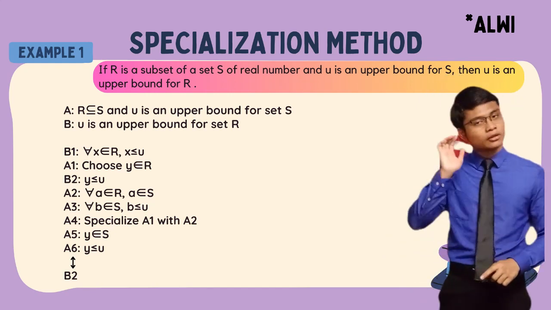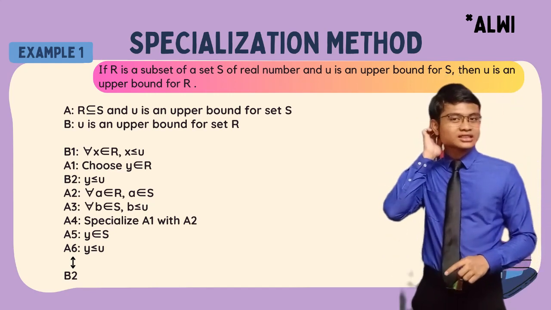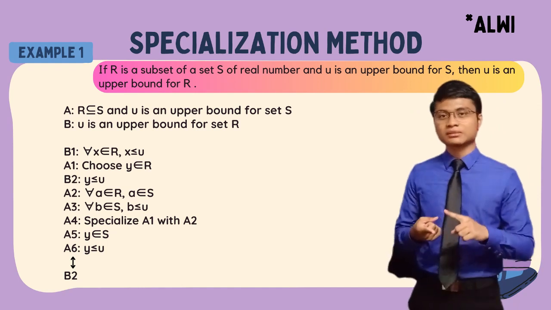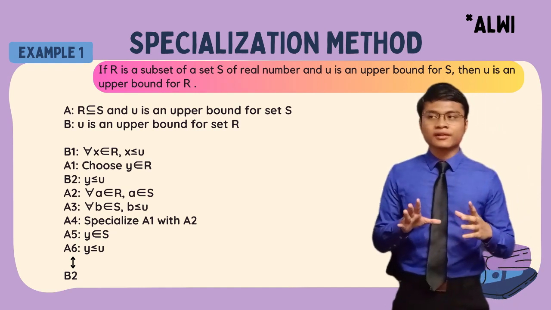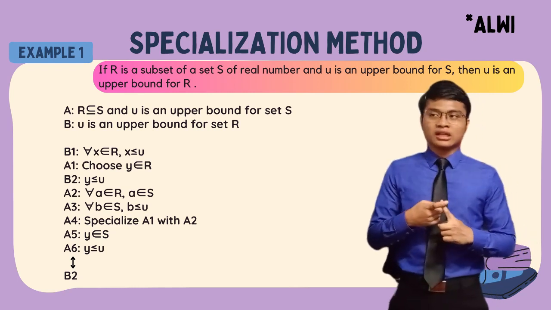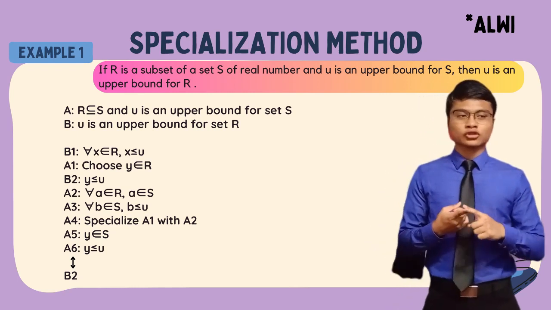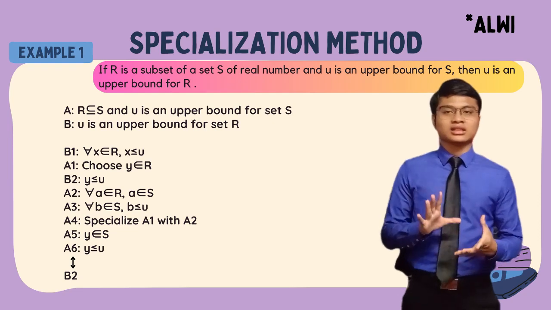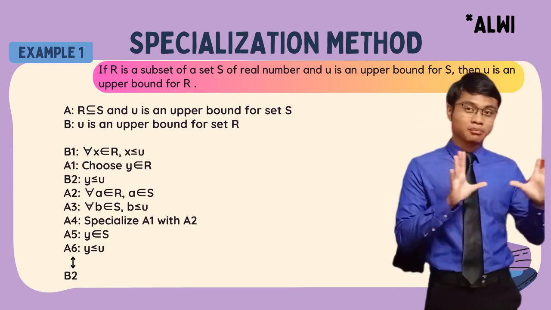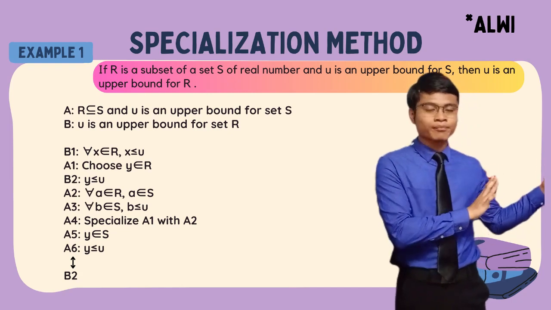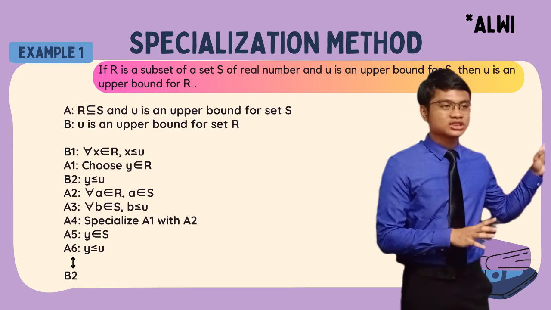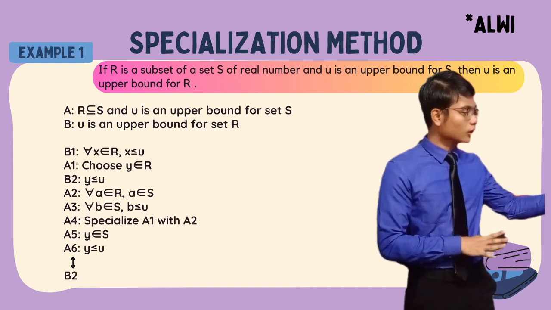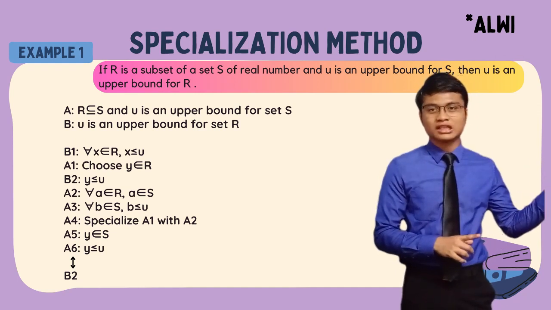Okay, to show that U is an upper bound for set R, we must first let X, or all values of X, be an element of set R. From the hypothesis, we understand that R is a subset of S, so we can immediately tell that if we choose Y as an element of set R, it is also an element of set S. From the hypothesis, U is an upper bound for set S. Then for every element B in set S, B will be less than or equal to U. So since Y is an element of S, it is logically assumed that Y is less than or equal to U. Hence, U is an upper bound for set R.